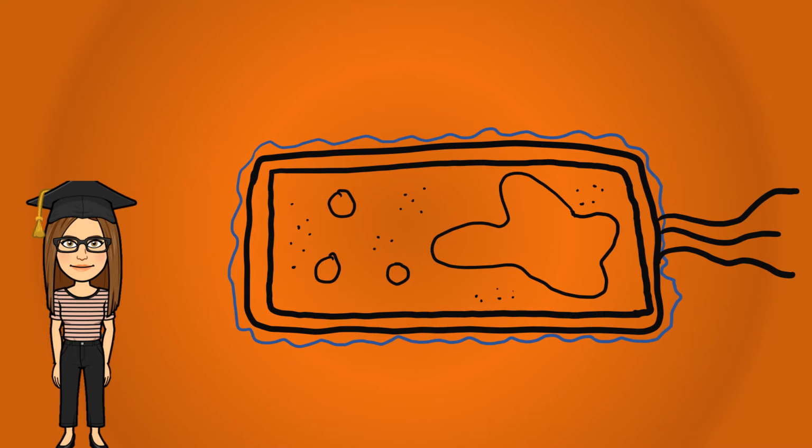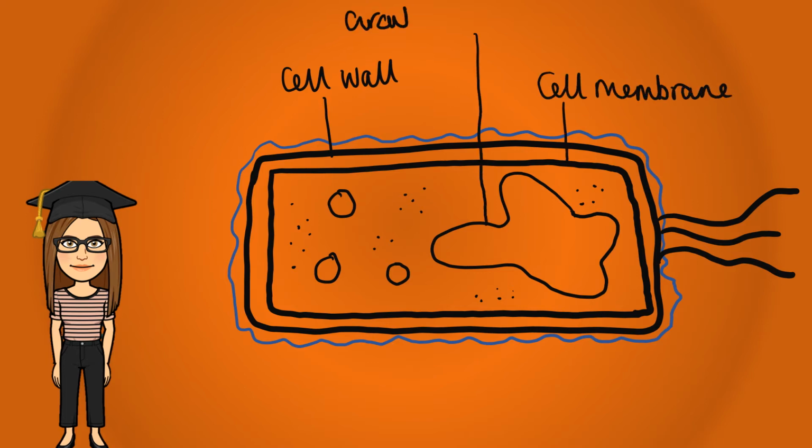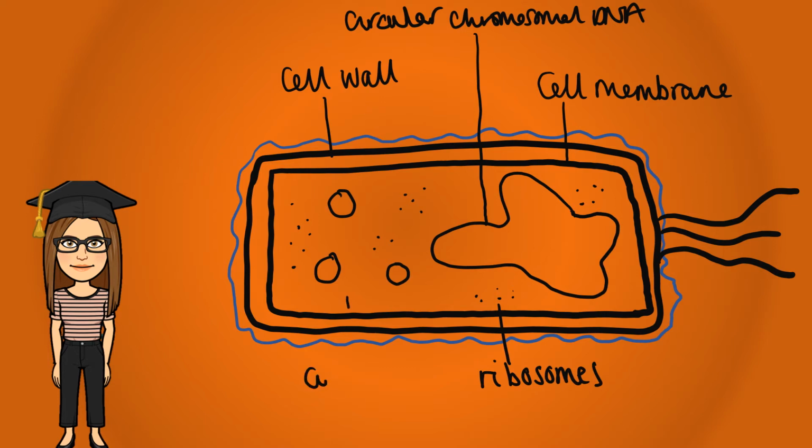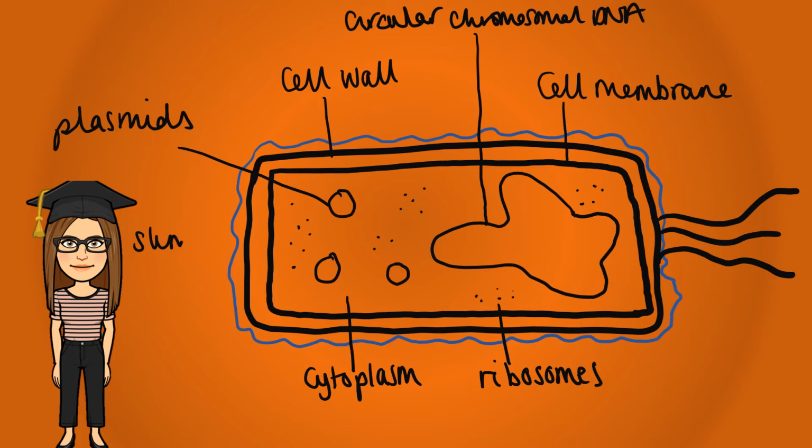cell. There is the cell wall, cell membrane, circular chromosomal DNA that isn't found within a nucleus but instead just found within the cytoplasm, ribosomes, cytoplasm, plasmids, and finally, some bacterial cells contain a slime capsule and some bacterial cells contain a flagella.